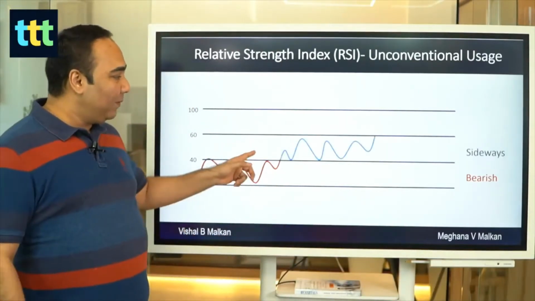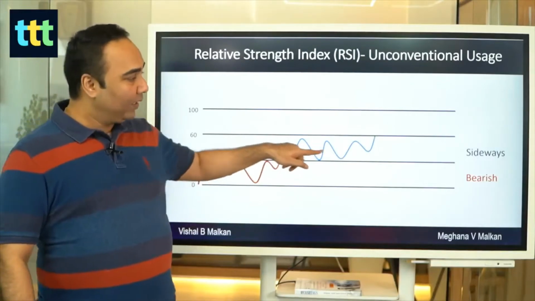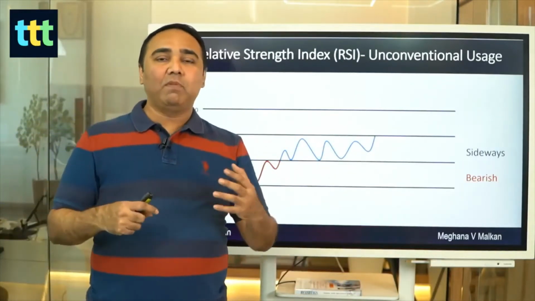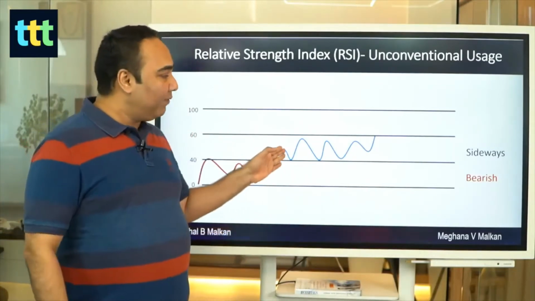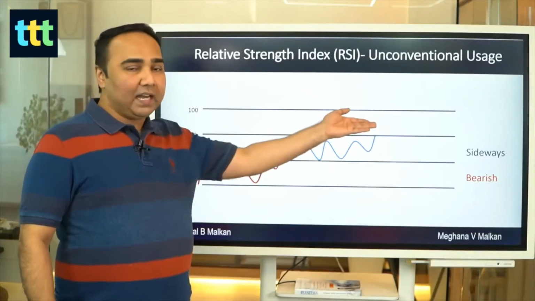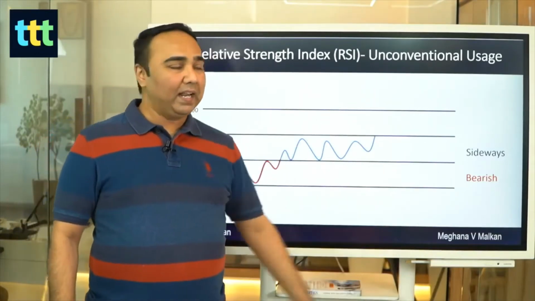Next, between 40-60 is sideways. So it's range bound, what we call a choppy market or range bound market or volatile market. There we don't have much to do. There you can do support resistance trading. You buy at 40 and sell at 60. That's called support resistance trading.